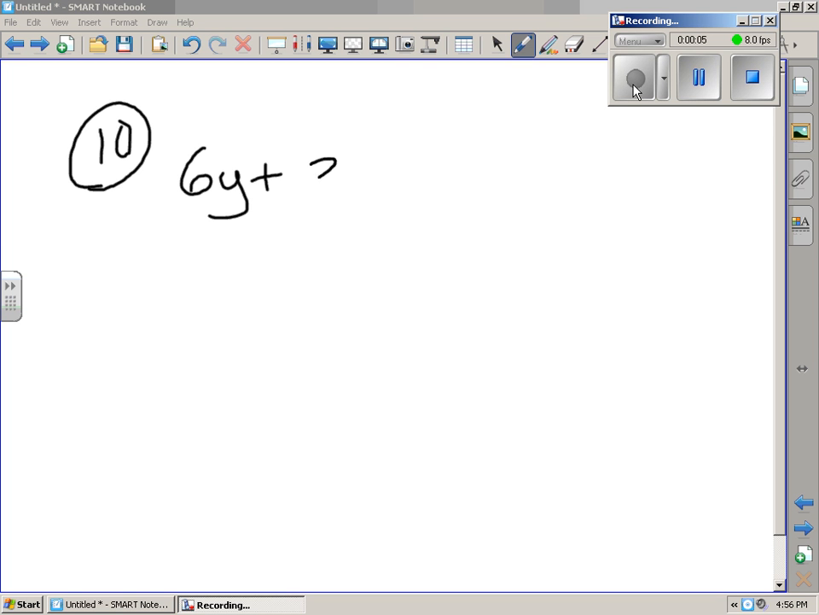We're going to start with number 10. 6y plus z equals bc minus 2y, and we're solving for y. This is the sheet that's titled 3-8, Solving Equations and Formulas. So this is just the rest of that page.